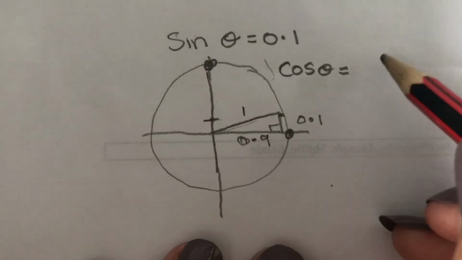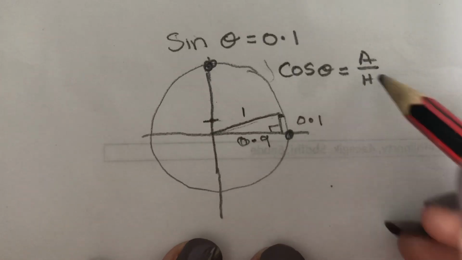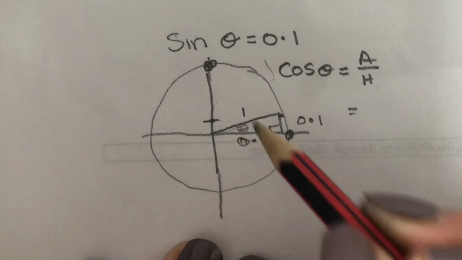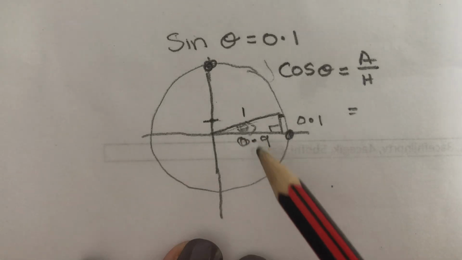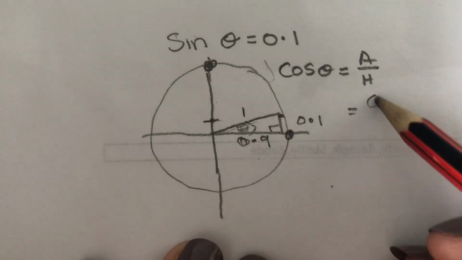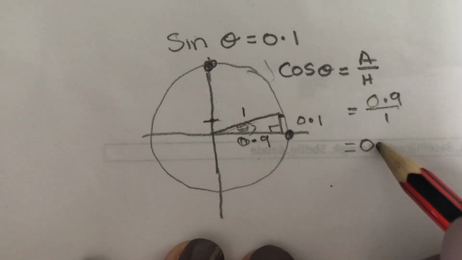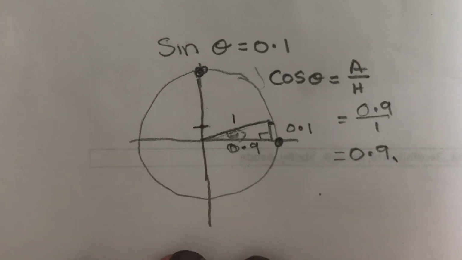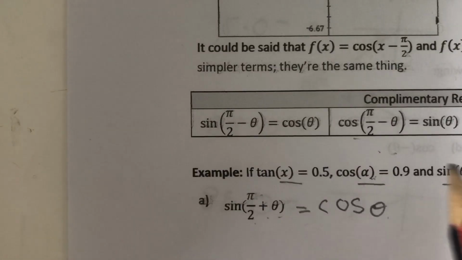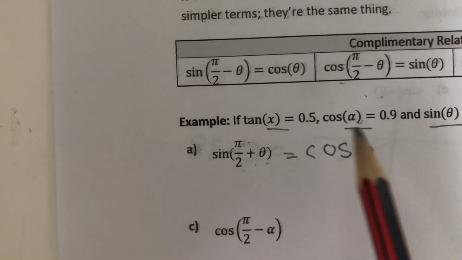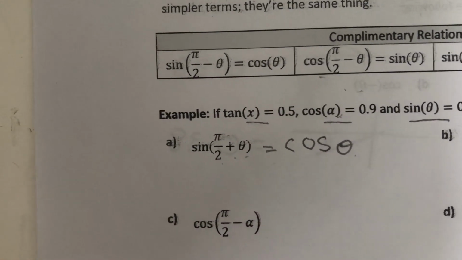So cos is obviously adjacent over hypotenuse. So in this case, there's our theta. Adjacent is going to be 0.9 divided by our hypotenuse. So cos theta in this case is also equal to 0.9. I say also because this is what we're given for cos of the other angle being 0.9.